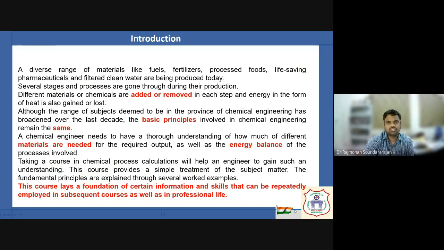Okay, so we should have thorough knowledge of how much material or how much product is formed, how much byproduct is formed. All of it needs to be known. So that is where this course comes into the picture. Taking a course in chemical process calculation will help you as a chemical engineer to gain such an understanding. It's like you are in this third semester in your engineering course, or some of the engineering colleges have given this in first year, second semester itself, right?